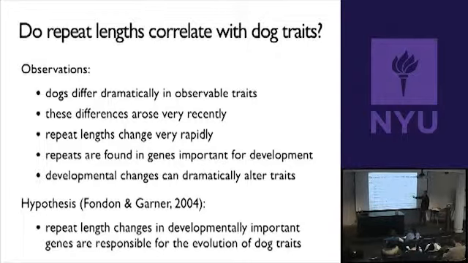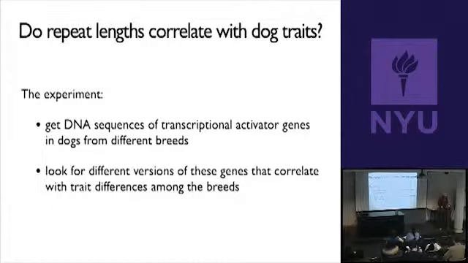So a few years ago, these guys came up with the hypothesis that repeat length changes in developmentally important genes, in particular transcriptional activators, might be responsible for the evolution of all these differences between dogs. Okay? And so they figured out an experiment to test this. And in essence, the experiment is very simple.